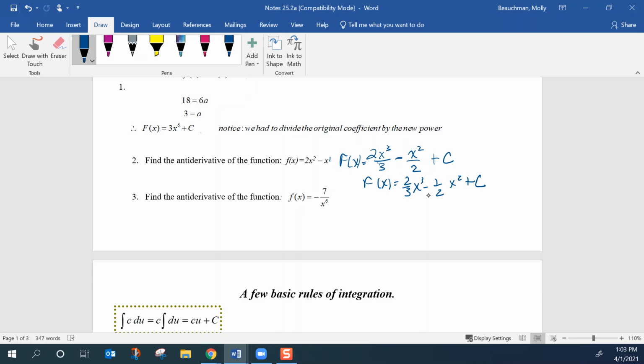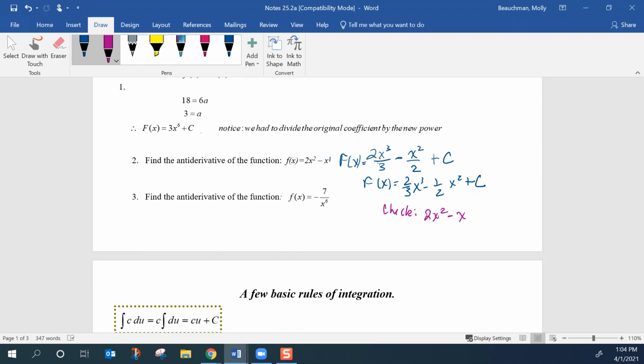To check and make sure you're right, find the derivative. So the derivative of 2/3 x to the third, multiply the 3 in the front, I get 2x squared, minus 1/2 x squared, multiply 2 in the front, I get x. And then the derivative of a constant is 0.